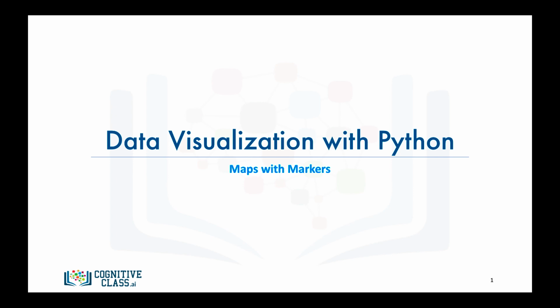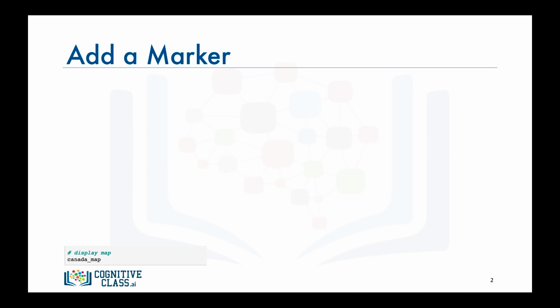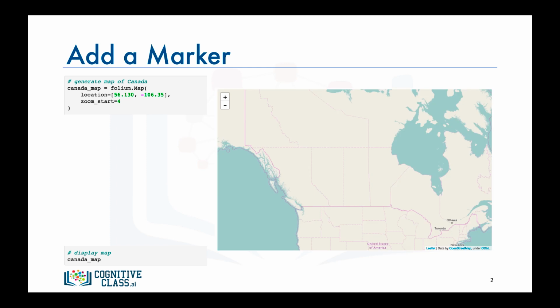In this video, we will continue working with the Folium library and learn how to superimpose markers on top of a map for interesting visualizations. In the previous video, we learned how to create a world map centered around Canada. So let's create this map again and name it Canada_map this time.